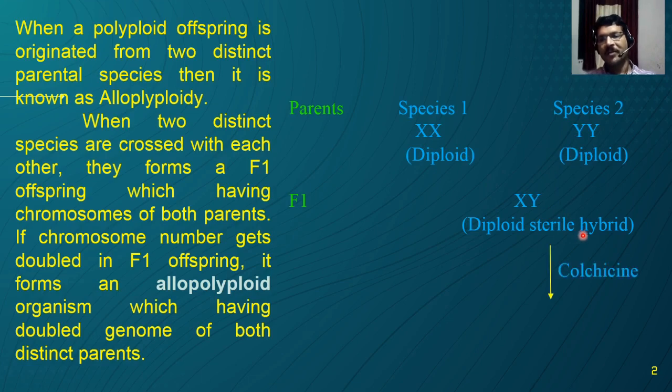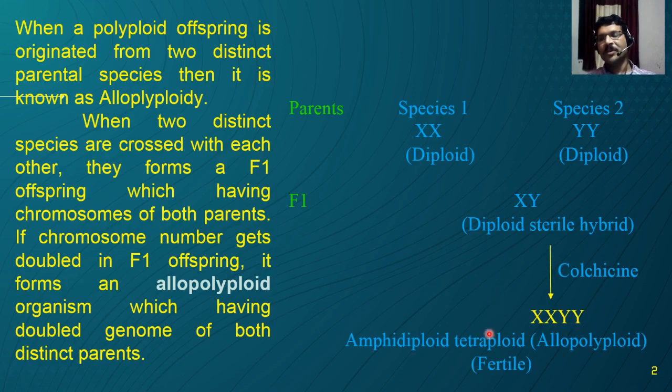Now when we give them a treatment of colchicine, a very important chemical we already discussed, which greatly affects spindle fiber formation during cell division, then if we give colchicine treatment to these F1 hybrids, they will produce an amphidiploid tetraploid plant, which is known as an allopolyploid organism.